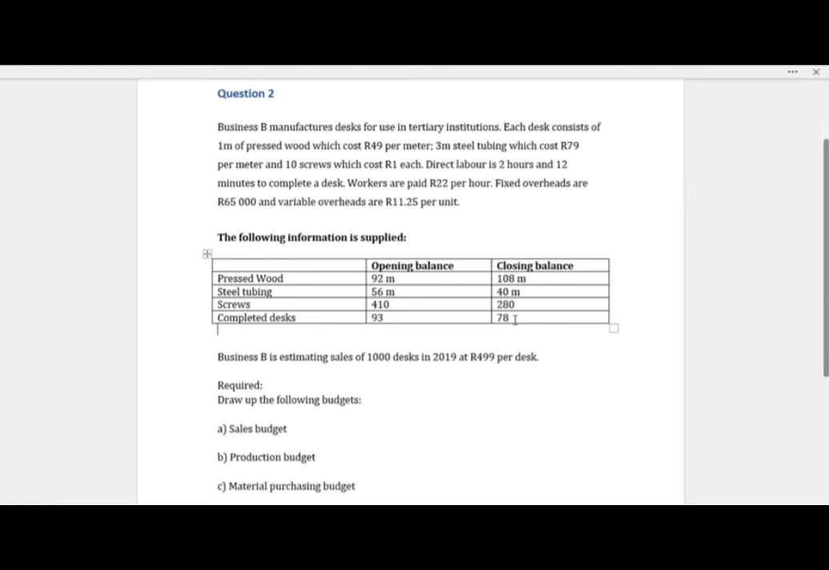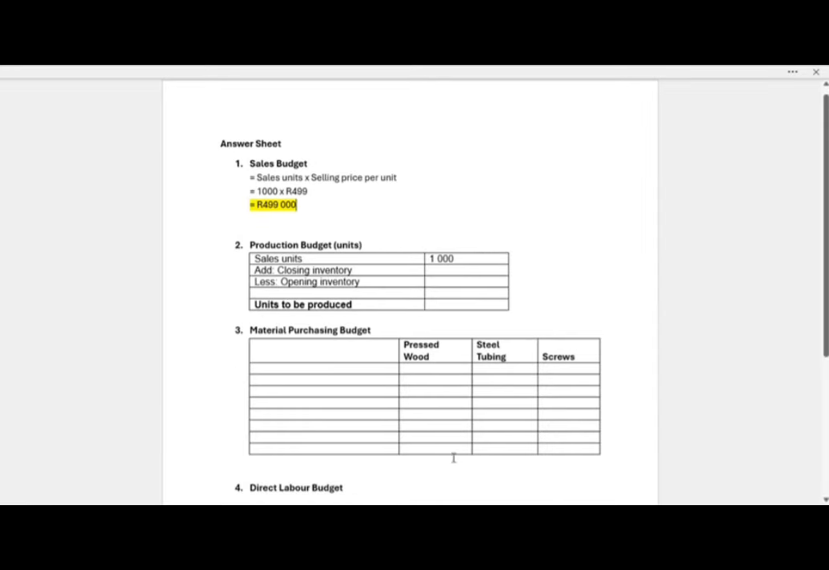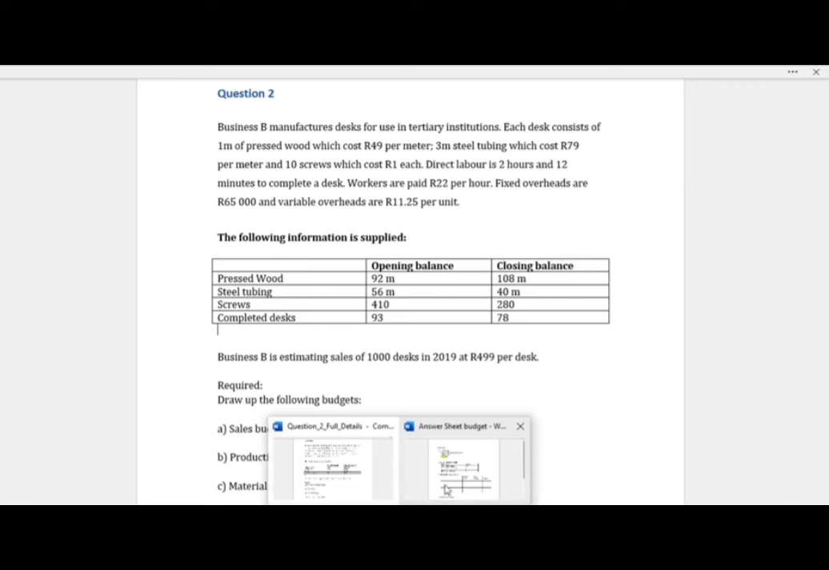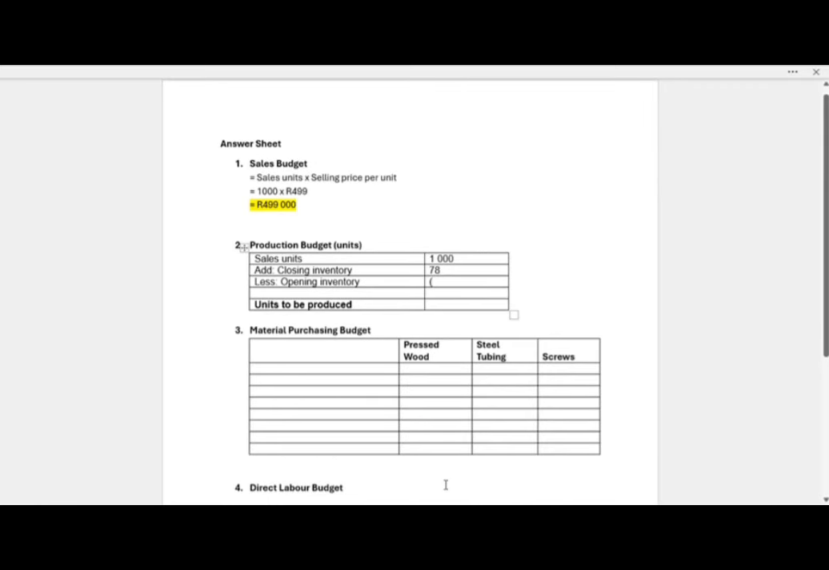So closing 78. It means now we are going to follow our formula. We are going to add our closing inventory, or our closing completed desks, which is 78. We add that 78, and then we are going to less the opening inventory. The opening inventory for completed desks is 93. All right, so we're going to subtract that.